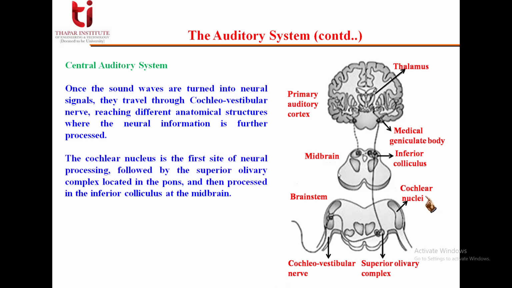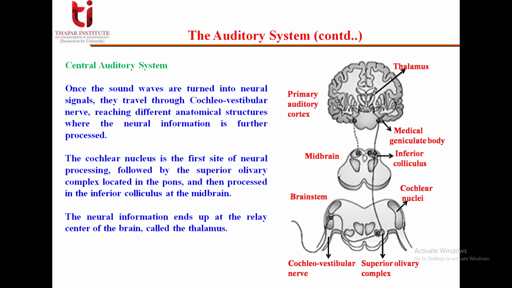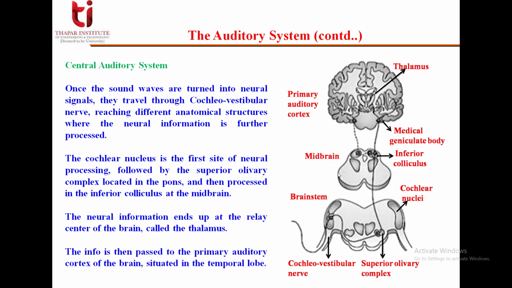The cochlear nucleus is the first site of neural processing, followed by the superior olivary complex, which are located in the pons, and then processed in the inferior colliculus at the midbrain. So we have pons and midbrain. Then the neural information ends up at the relay center of the brain, which is called the thalamus. The information is then passed to the primary auditory cortex of the brain, which is situated in the temporal lobe.